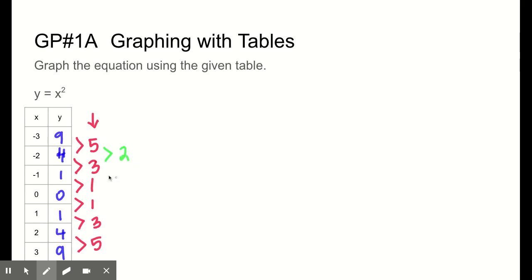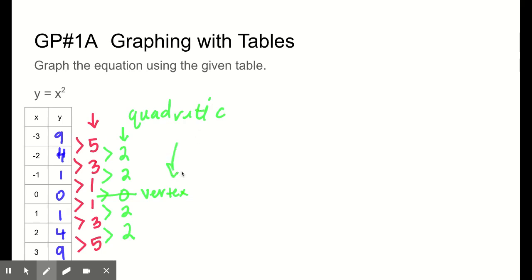From 5 to 3 is 2. From 3 to 1 is 2. From 1 to 1 is 0. From 1 to 3 is 2. And from 3 to 5 is 2. Now remember back in Unit 1 when we talked about the differences, we did look at a table where we got the 0 in the middle. And we're going to leave that 0 off because what that indicates is that this is the vertex of our function. And so the rest of the second differences are all 2. Therefore, this is a common second difference indicating that this is a quadratic function, which is going to give us a parabola. Hence the reason we get this vertex here.